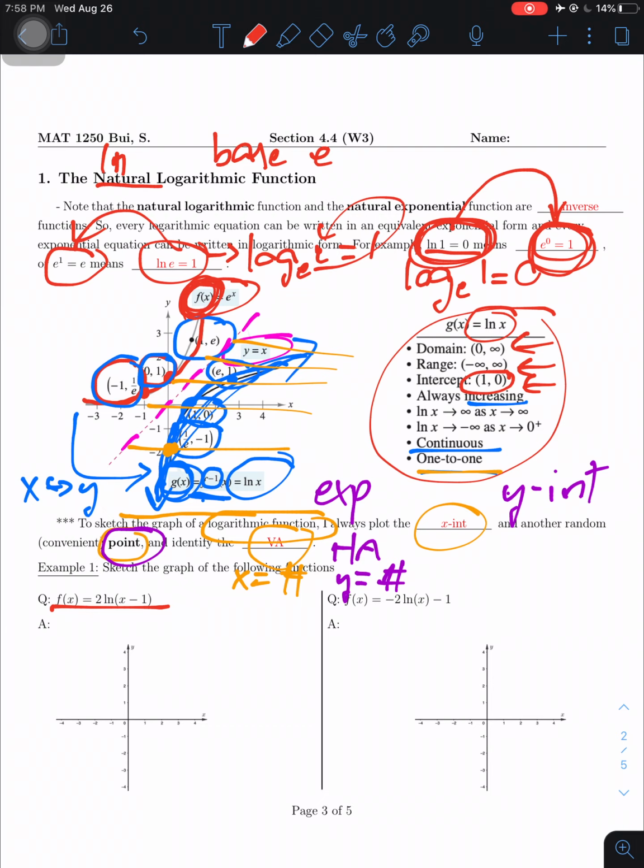First of all, I'm going to find the x-intercept. To find the x-intercept, I'm going to let y equal 0. If I let y equal 0, what do I get here? I get 0 equals 2 ln(x minus 1). All right, what do we do here?